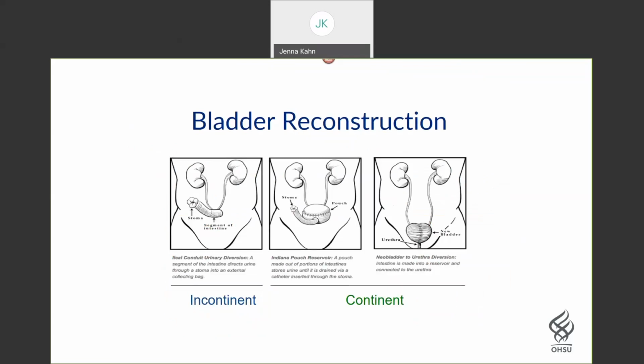Urologists can do bladder reconstruction. The different types of surgery would be an ileal conduit, where you're incontinent and you have a bag, so they bring a segment of the intestine to a stoma. There is also an Indiana pouch reservoir, which can have a little pouch right here, and then they also have a stoma. Or you can have a neobladder or urethral diversion, where they make a new bladder with your intestine and connect it to the urethra.